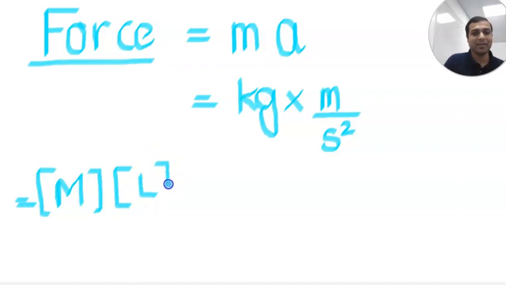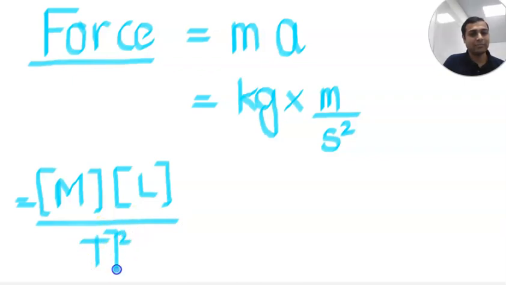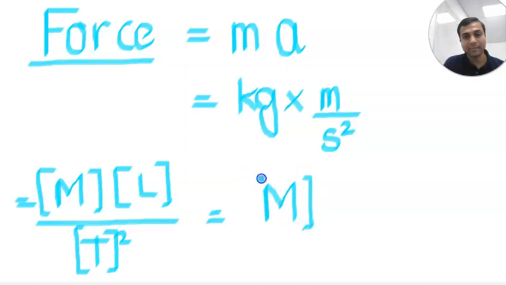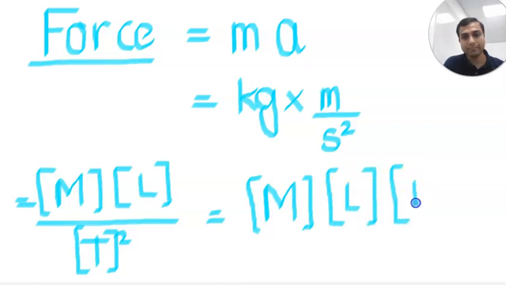So that's the length over the time, and time is squared. We like it in one line, not as a fraction. So I can write it down as M L T to the power minus 2. So these are the dimensions of force.